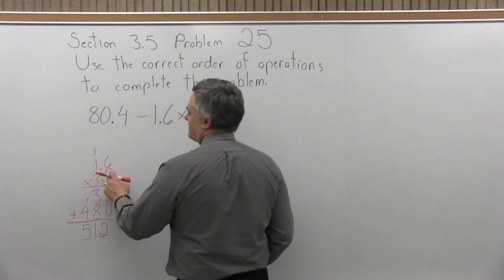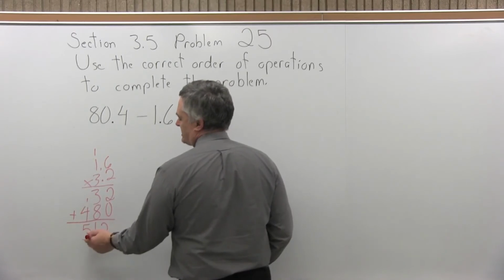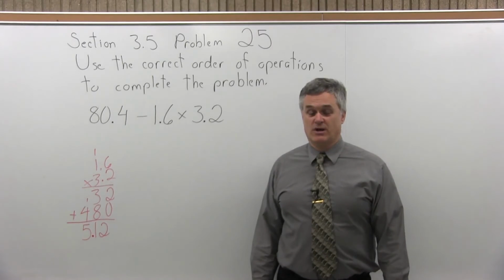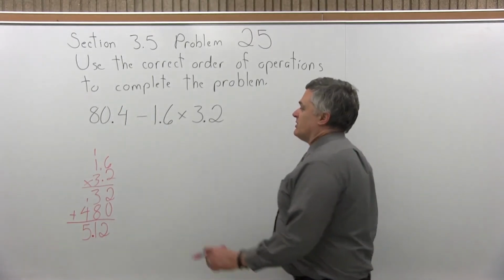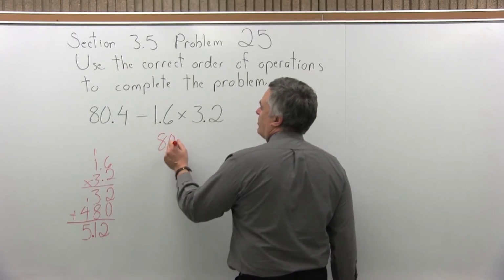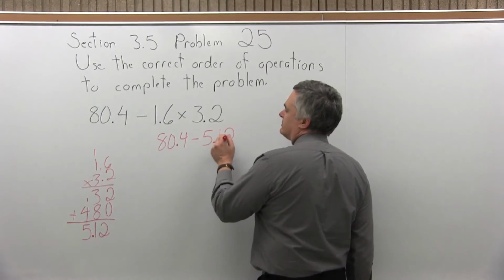Now, how many places after the decimal in my question? In the multiplication, 1, 2. 2 places after the decimal total, and the answer has to be the same, 1, 2. So it's not 512, it's really 5.12. So this problem now gets simplified a little bit to 80.4 minus 5.12.